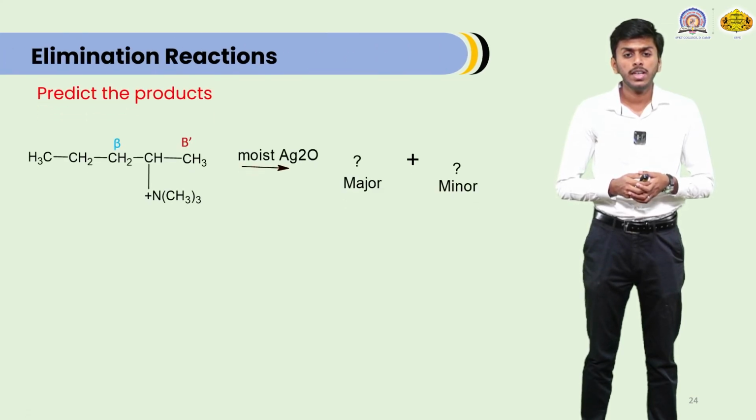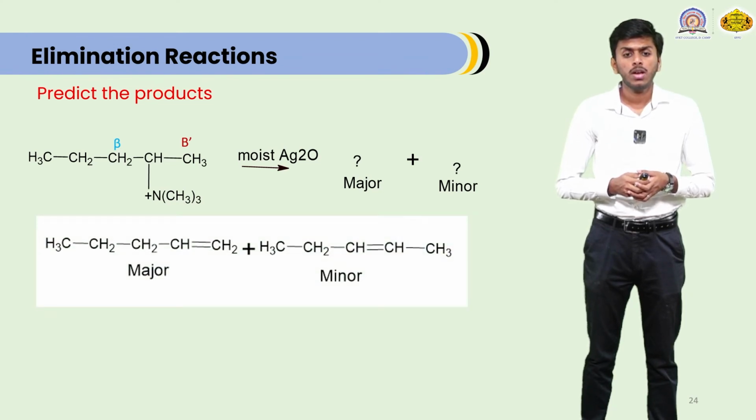The next example is where the corresponding salt is treated with moist Ag2O. Students have to predict the major and minor product. The first is the major product with a double bond at the 1 and 2 position, and the second is the minor product with a double bond at the 2 and 3 position.